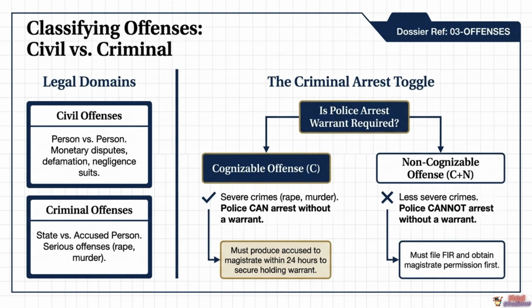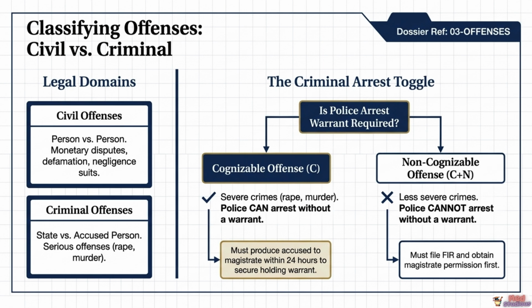The legal system in India, and in most jurisdictions, divides offenses into 2 broad domains, and every medical practitioner must understand this distinction. Civil offenses are disputes between private parties, person versus person. Think monetary disputes, defamation claims, or negligence suits where one individual seeks compensation from another. The state does not prosecute in civil cases. It merely provides the forum. Criminal offenses, by contrast, are framed as state versus the accused. The state becomes the prosecutor because the crime is considered an offense against society, not merely against an individual. Examples include rape and murder.